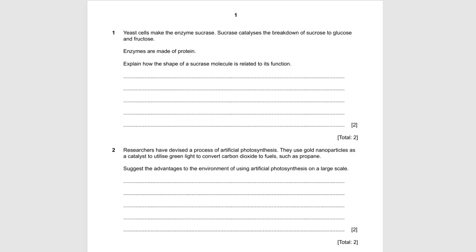So first, each cell makes enzyme sucrase. Sucrase catalyses the breakdown of sucrose to glucose and fructose. Enzymes are made up of protein. So explain the shape of a sucrase molecule. It's related to its function.